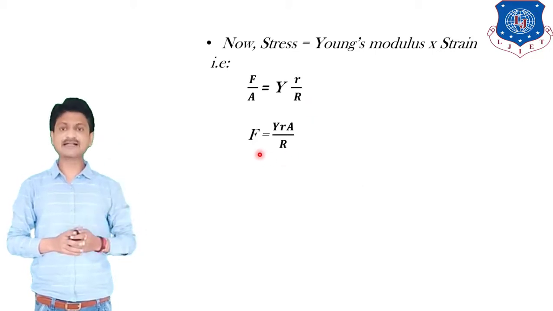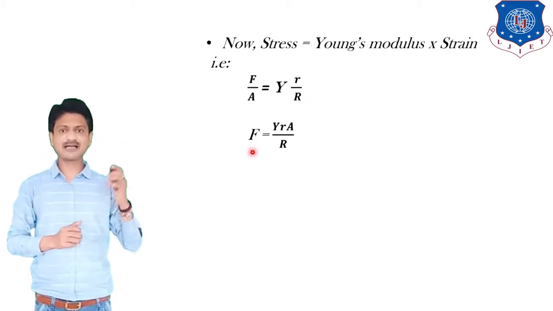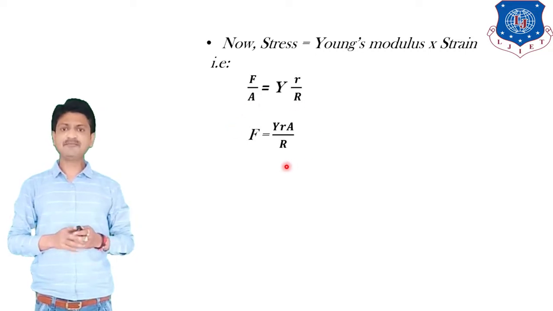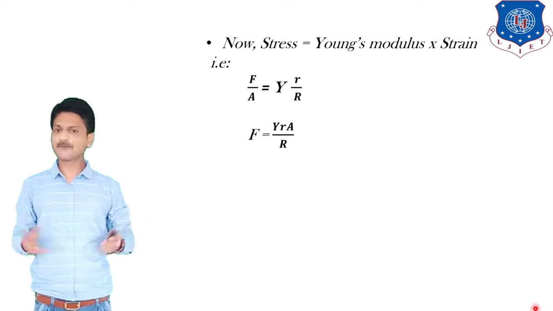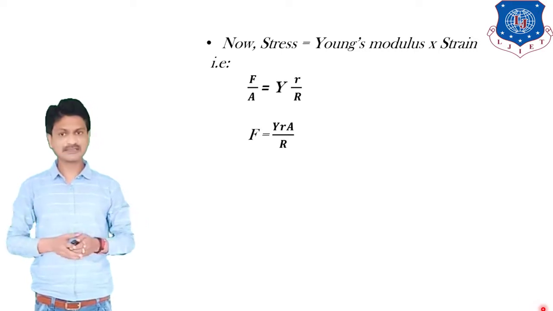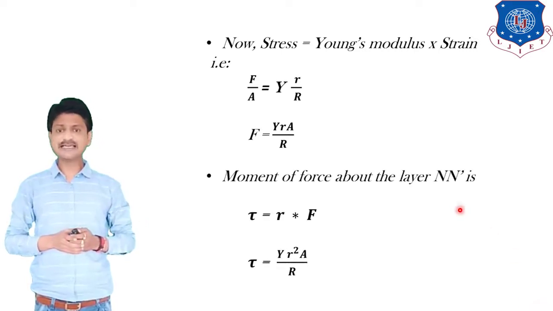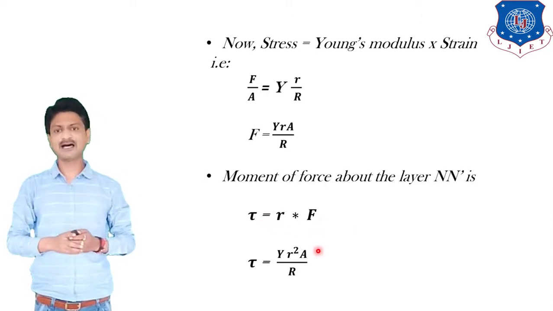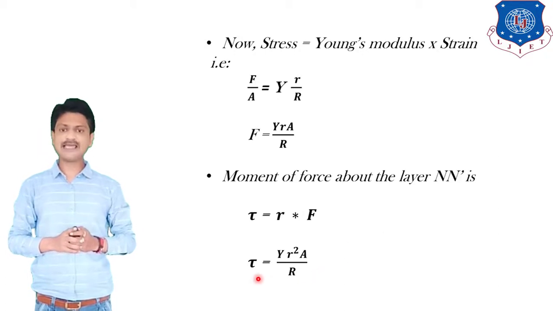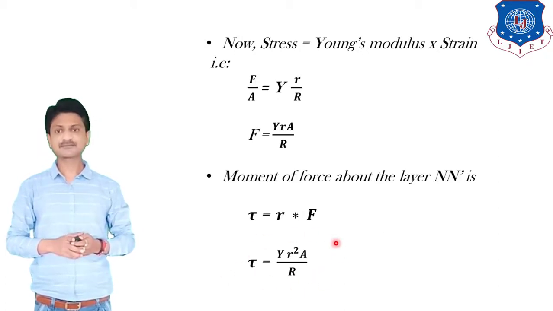So we have replaced F by A and δl by R in the above equation, and by rearranging, we have the final equation: force F equals YAr upon R. Now, we know the moment of force τ is equal to small r into YAr by R. So finally we have the moment of force τ equals YAr² upon R.